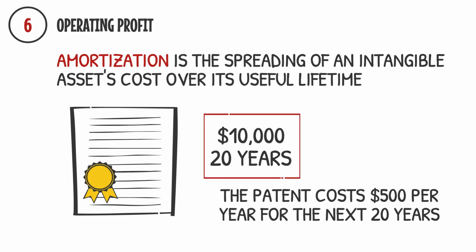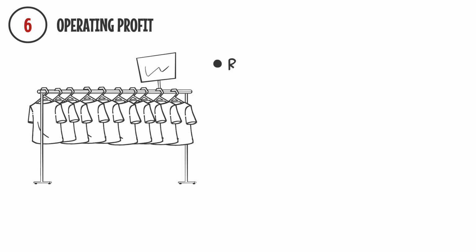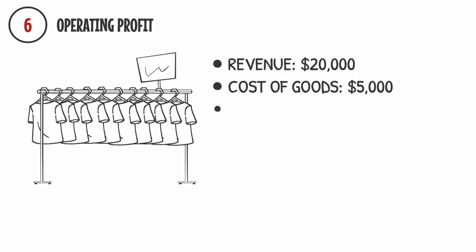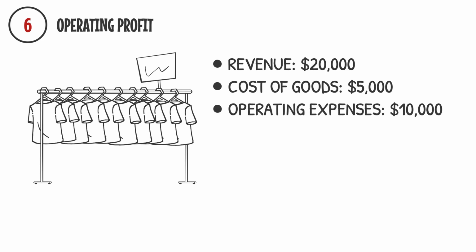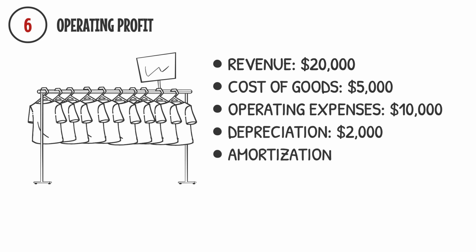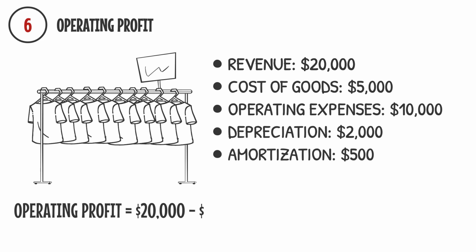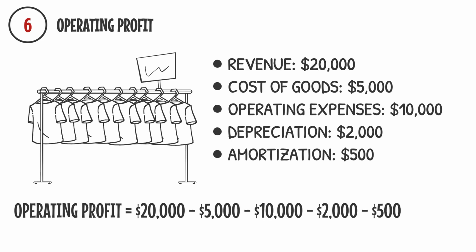Let's take a look at an example of calculating operating profit. You sold $20,000 of shirts last year. Cost of goods is $5,000, operating expenses are $10,000, depreciation of a machine is $2,000, and amortization of a patent is $500. Therefore, your operating profit is $20,000 minus $5,000 minus $10,000 minus $2,000 minus $500, or $2,500.